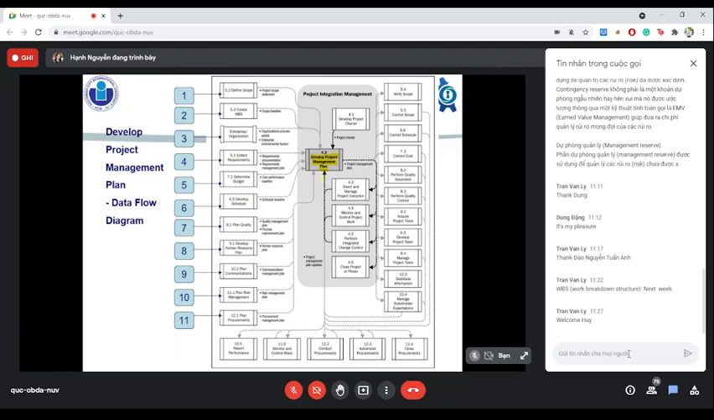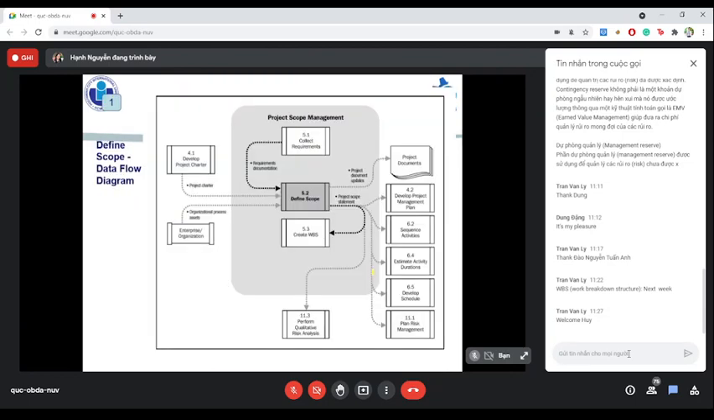As you can see in the diagram on your screen, the main inputs of this process are the project charter, outputs from planning processes, enterprise environmental factors, and finally the organizational process assets. The main output of this process, of course, is the project management plan. Next slide, please.